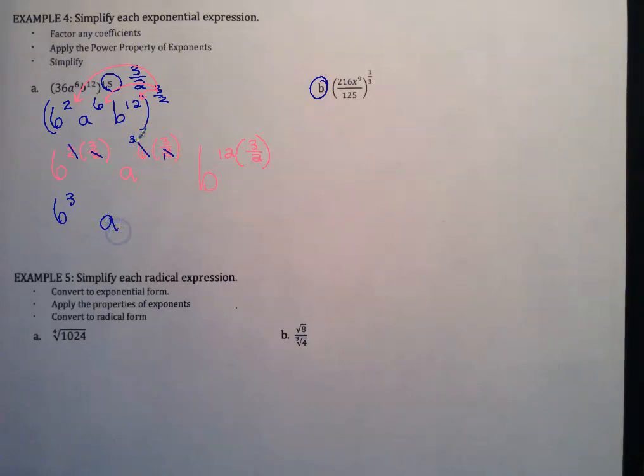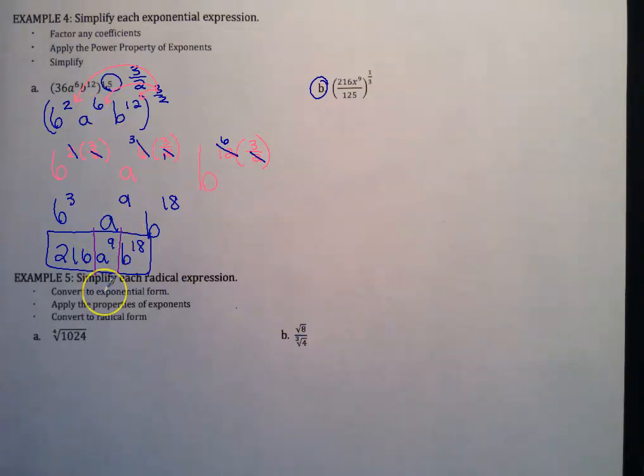So this was a to the 9th, 3 times 3. The 12 would become a 6, the 2 cancels, so this is b to the 18th. And then to finish that up, we needed to do 6 cubed, which was 216, a to the 9th and b to the 18th. And we had some absolute value signs in there because a was positive and now it's negative. But if it's an even going to an odd, not a positive... So an odd going to an odd, you don't need the absolute value.